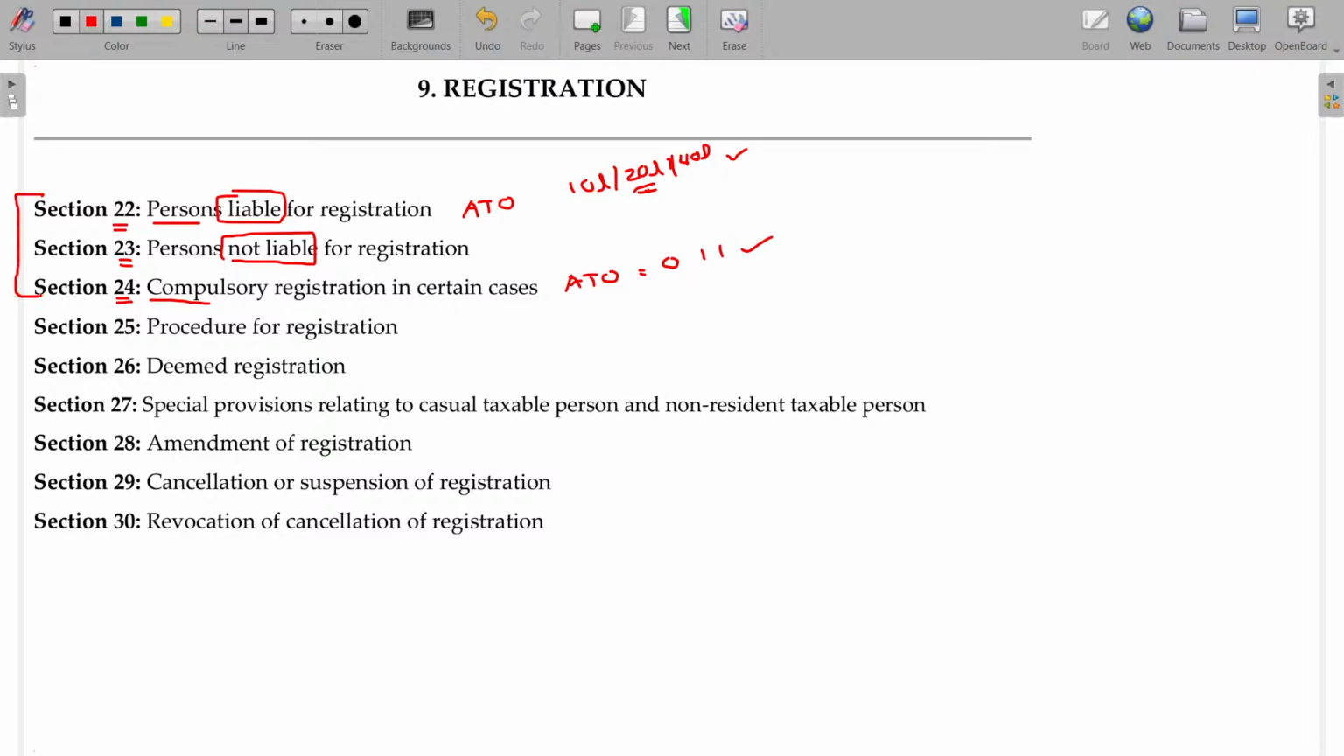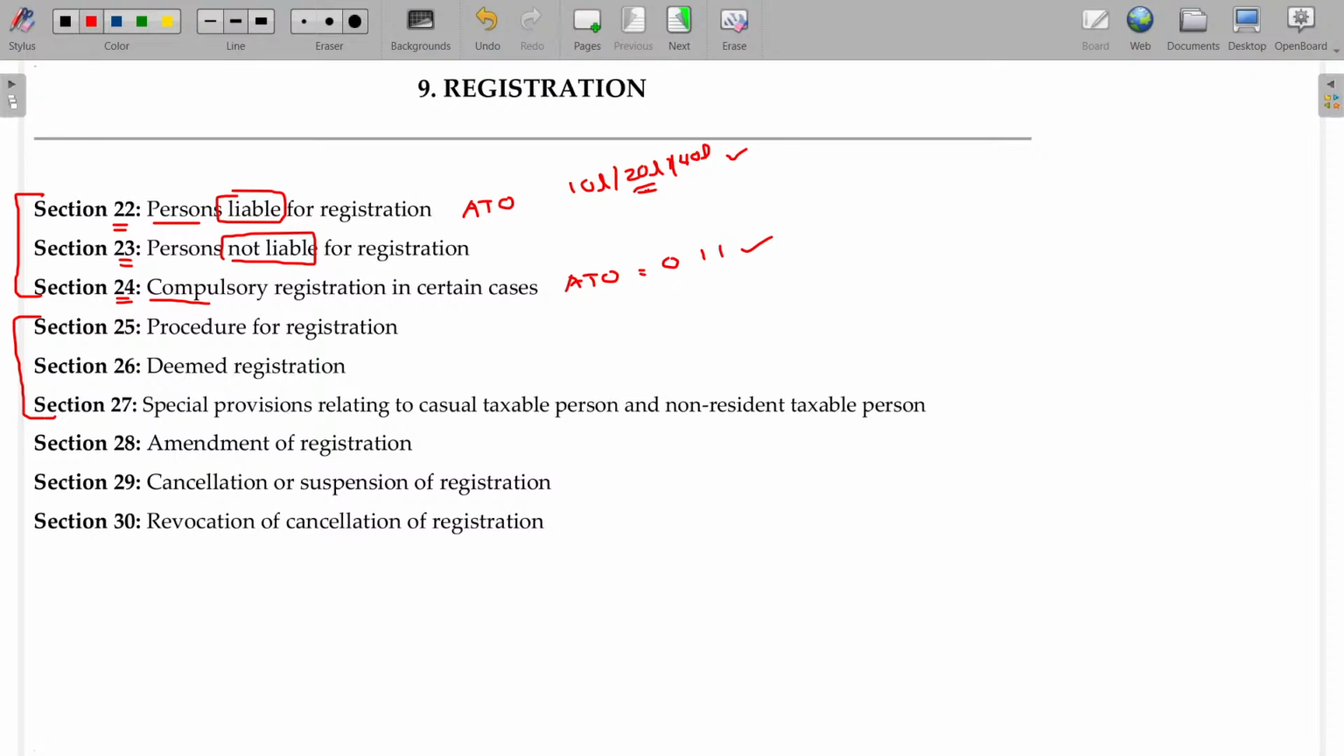So 3 sections are there to guide you on who has to register based on turnover, who has to register irrespective of the turnover, and who is not required to register. Okay, I now find out who has to register. Now, how can we register? That will come under procedure for registration. So these are the three sections that are going to be covered for provision for registration.